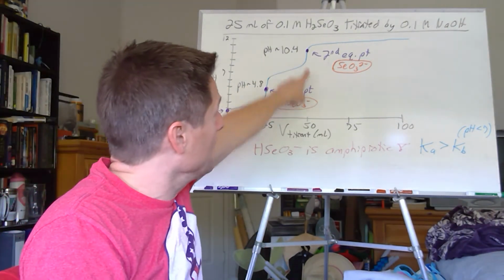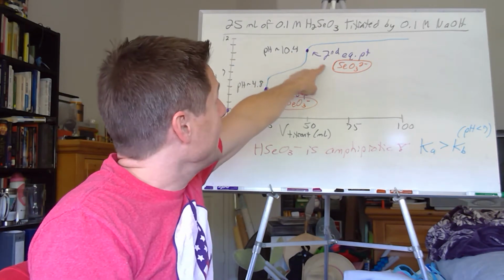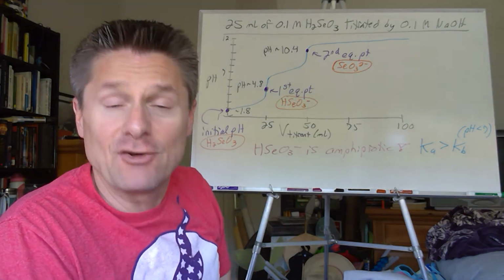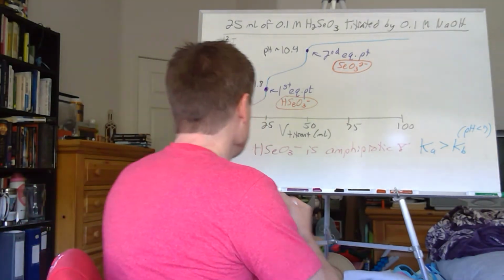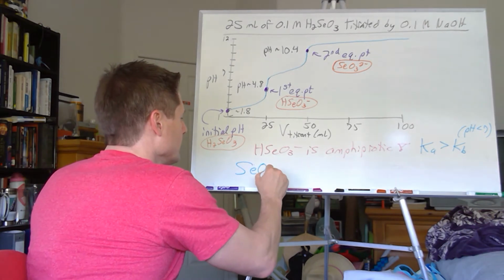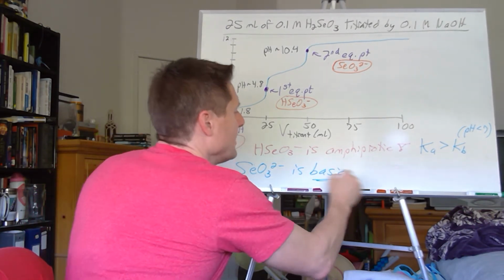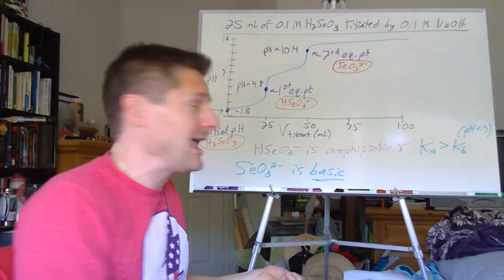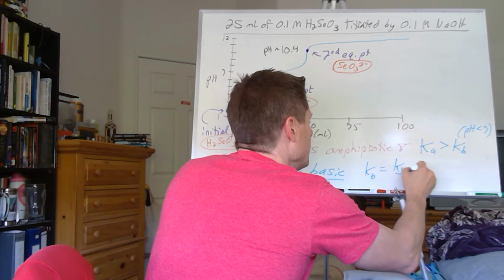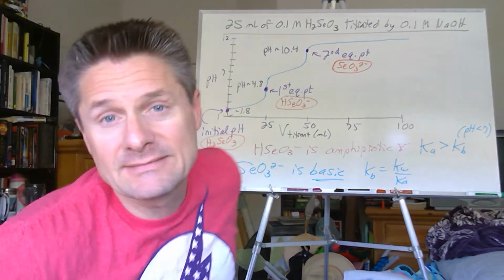So at 50 milliliters in this case, or twice that volume, we get SeO3 2-. Now that doesn't have an acidic hydrogen to give. There is no Ka value. So SeO3 2- is basic, right? We don't know what its Kb is, but we could solve for it. Kb would be Kw over Ka of HSeO3-.